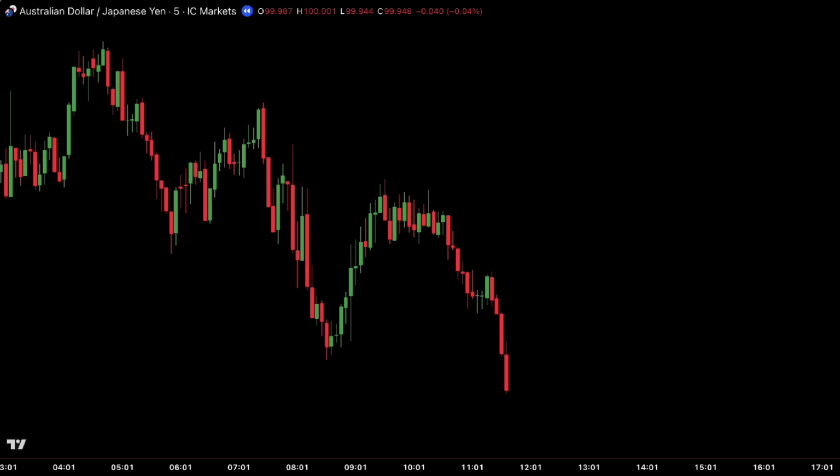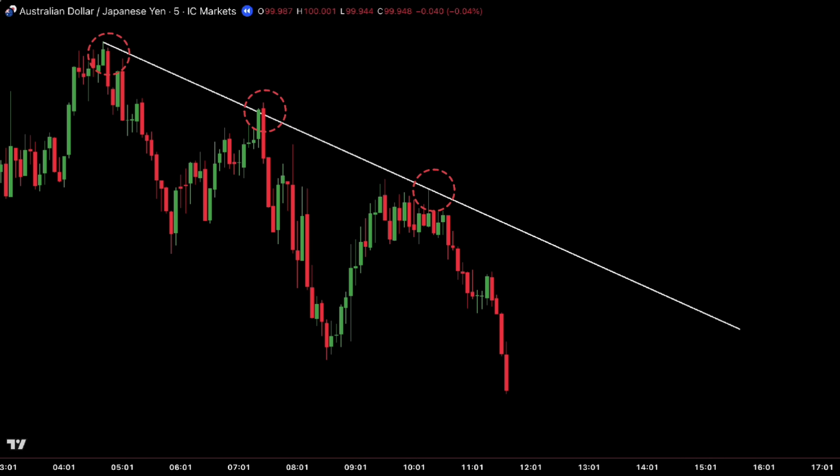This is the Australian dollar Japanese yen on the 5-minute time frame. As you can see, the market is moving downward, so we start by connecting the swing highs to draw a trend line. Here, we're able to connect 3 clean points, giving us a well-defined and respected trend line. Since price has already reacted to this trend line multiple times, when it retraces back again, traders begin to watch closely for signs of continuation. Now look at what happens next.